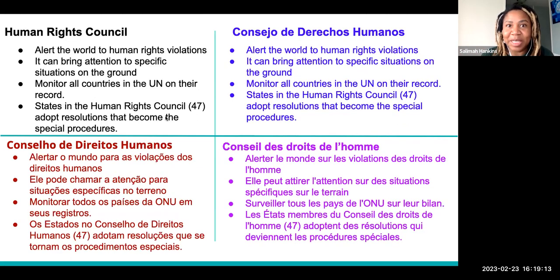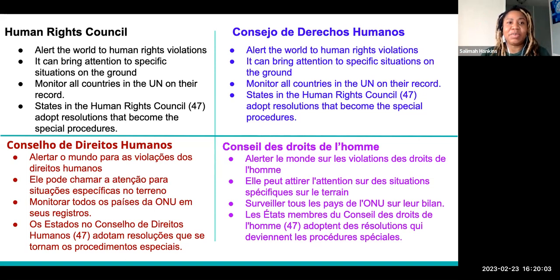Okay, next. Let me talk a little bit about the Human Rights Council. That's the larger body that passes resolutions, that creates the special procedures and created EMLER. They can alert the world to human rights violations. The Human Rights Council can bring attention to specific situations on the ground. So the advice is to be thinking about how you, as an advocate doing this work on the ground, can use the Human Rights Council as a tool. Many have used it when oppressive laws are passed, or when specific cases are considered really egregious. This is where you could go to uplift the issue.